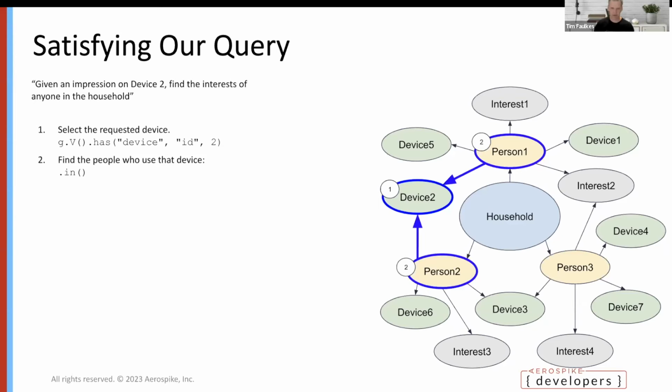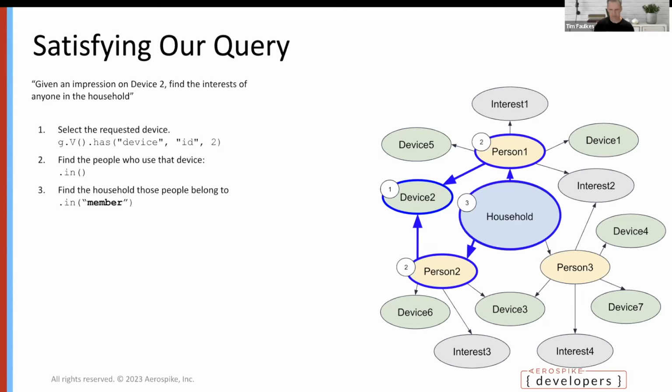Once I've got that, I want to find anyone who uses the devices. Now, in Gremlin, our relationships are unidirectional. They're one directional. So person 1 owns a device. If I wanted device 2 to point to a person, I'd have to create a second relationship. However, you can find the outgoing and the incoming. So I've got device 2, and I want to find the incoming relationships. So even though person 1 refers to device 2, device 2 knows that it's got an incoming edge from person 1 and an incoming edge from person 2. So a simple in call will get me both those people in one single statement.